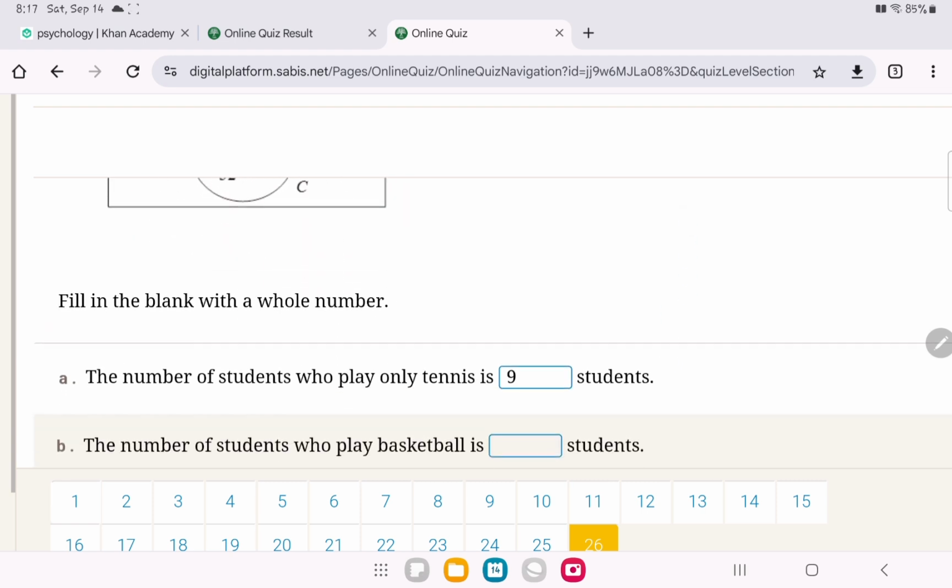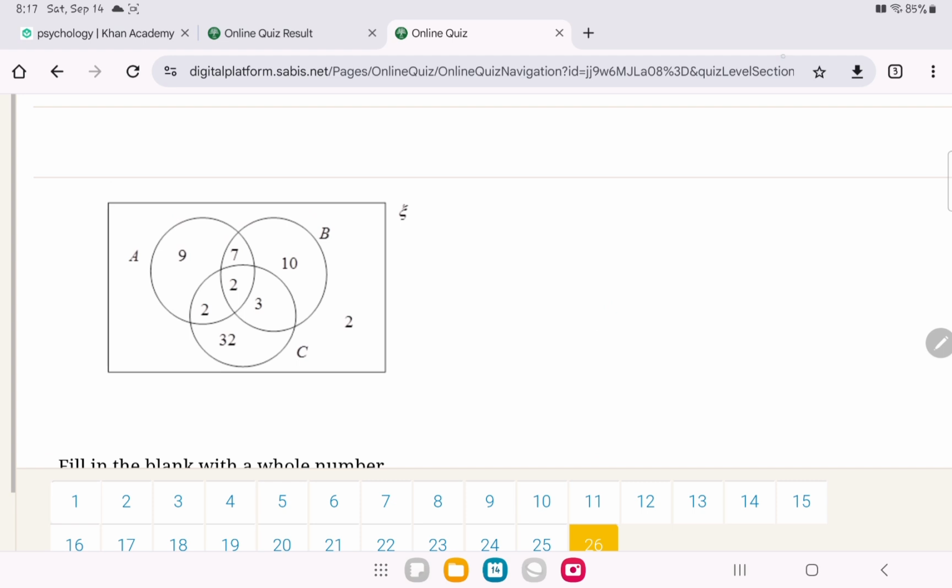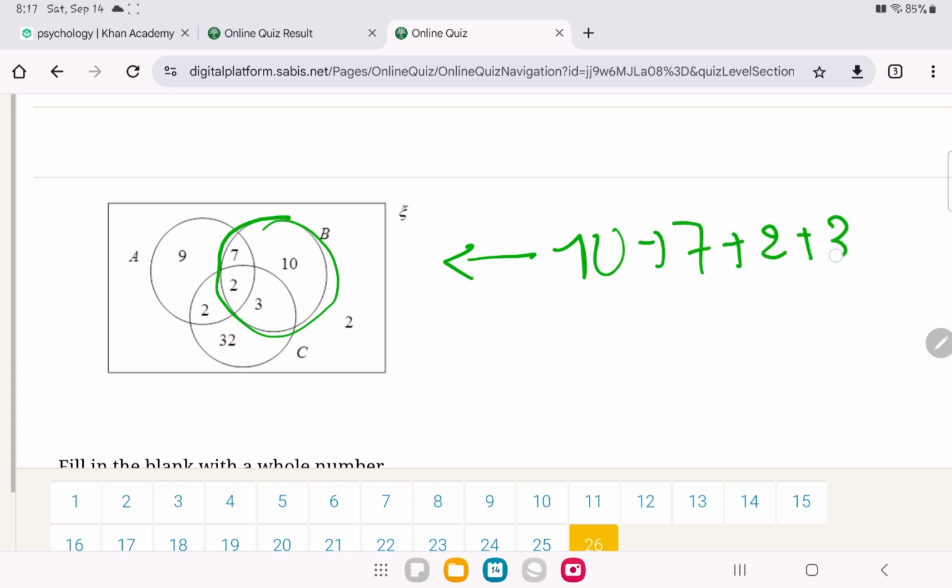Now the number of students who play basketball, not who only play basketball, who play basketball. So we take the full circle and then we add 10 plus 7 plus 2 plus 3. We are gonna get 22.